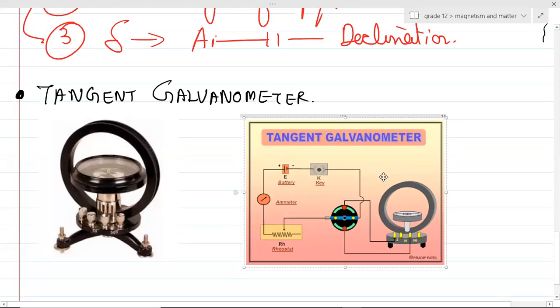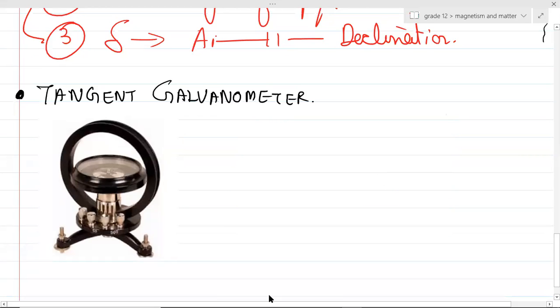And I suppose it's rather complicated. I have to make it simple. Tangent galvanometer experiment.